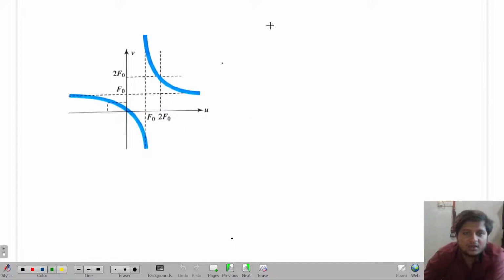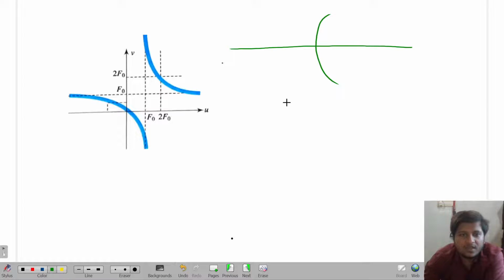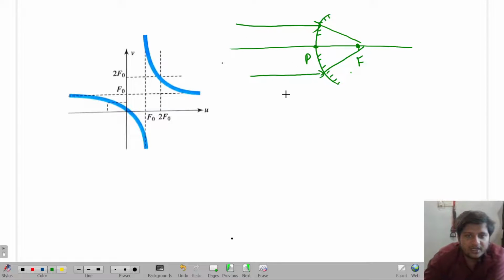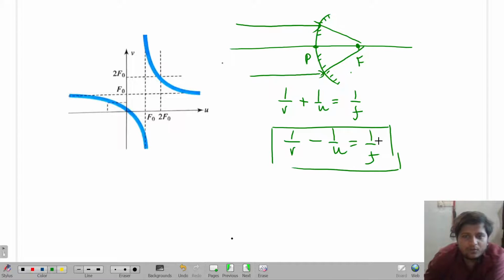Try to understand this for the concave mirror. This is my pole, and this is my focus over here. When light is falling from this side, you know that it is going to fall at the focus, meaning for an object at infinity. What is the formula? 1 by v plus 1 by u is equal to 1 by f. I'll write it in terms of sign convention. Focus remains positive, u can be negative, so the actual formula with respect to sign convention is 1 by v minus 1 by u is equal to 1 by f. This is the sign convention formula for the concave mirror. Yes or no, Gagan?